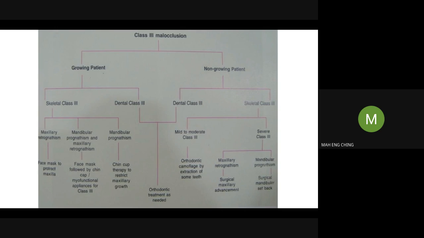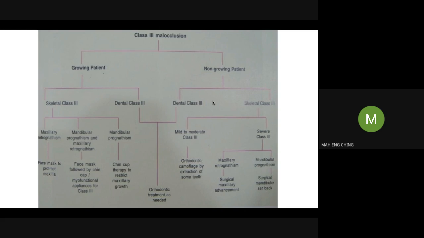So this chart just summarizes what we said just now. Basically, this Class 3 malocclusion treatment is divided into growing patients and non-growing patients. With growing patients, there's more we can do. With non-growing patients, there's a bit less we can do. Growing patients are then subdivided into skeletal Class 3 and dental Class 3. Same with the non-growing patients, skeletal and dental.